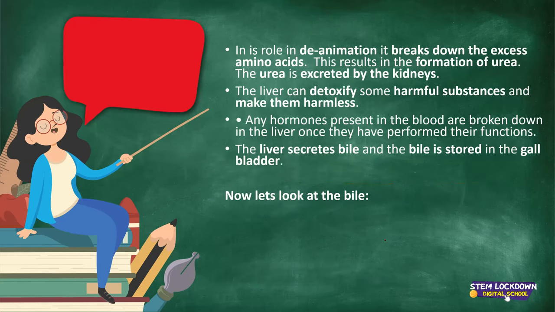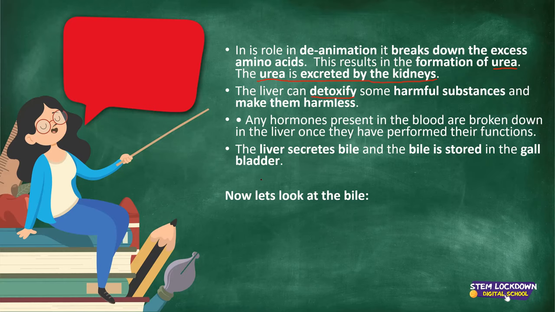So in its role in deamination, it breaks down excess amino acids, and this results in the formation of urea. Okay, so the amino acids which are broken down form urea, and then the urea goes into your bloodstream to your kidneys where it is excreted. Okay, then the liver can detoxify some harmful substances and make them harmless. That is your alcohol and your drugs, and any hormones present in the blood are broken down in the liver, right? This is after the hormones have performed their functions. Then the liver secretes bile, and the bile is stored in the gallbladder.